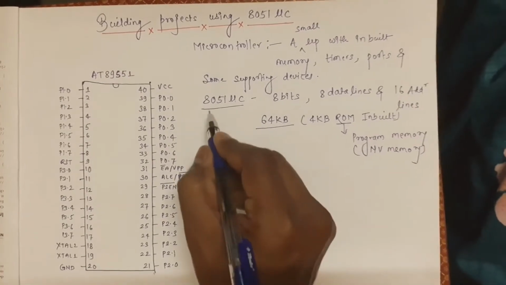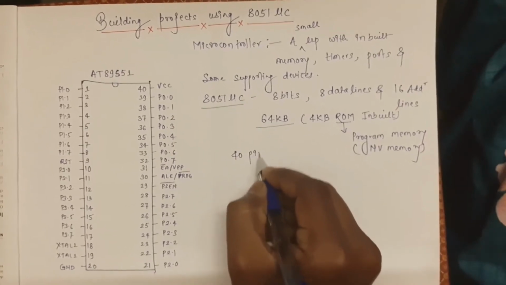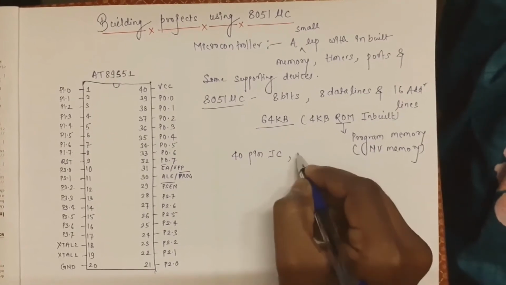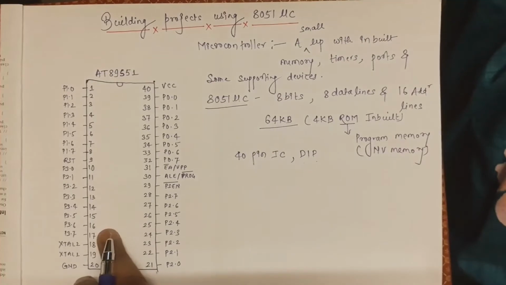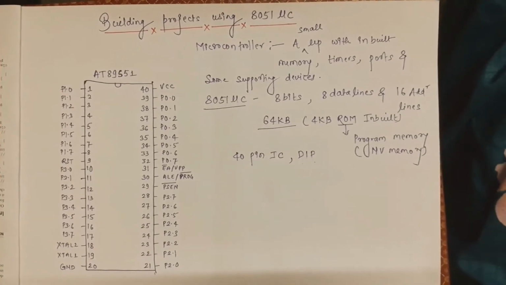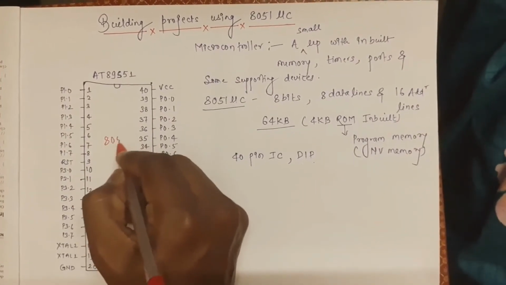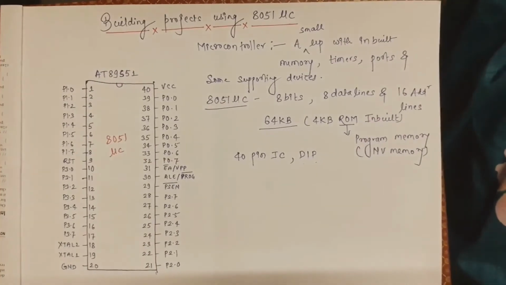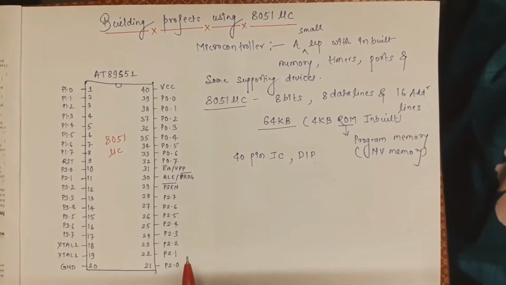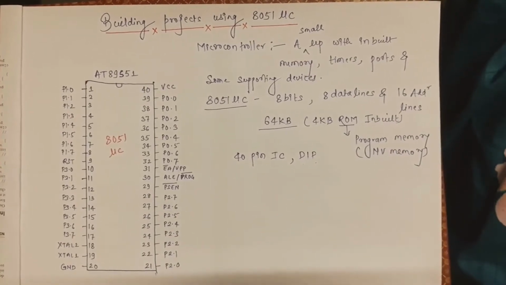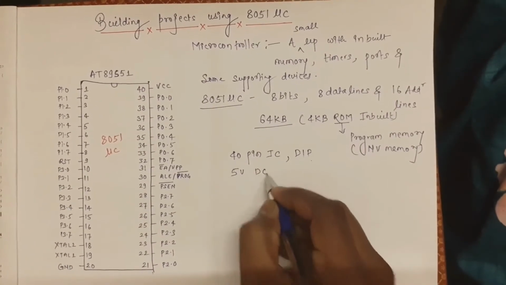Now the next thing. 8051 microcontroller is a 40 pin IC. It is available in dual inline package that we can see in this pin diagram. This is the pin diagram of 8051 microcontroller. You can see here it has 40 pins and it is available in DIP package, that is dual inline package. It works on 5 volt DC supply.